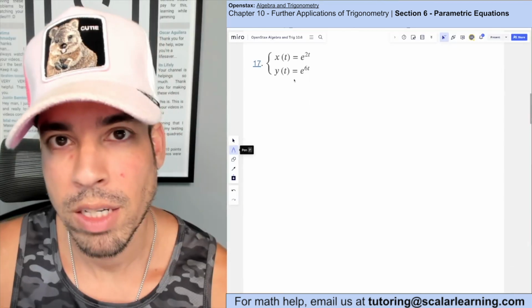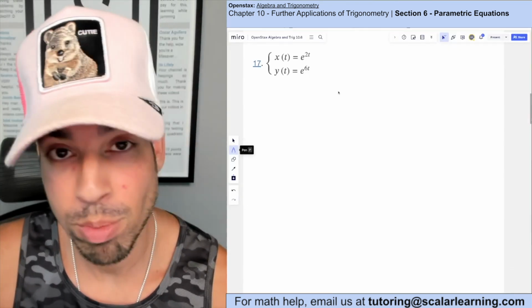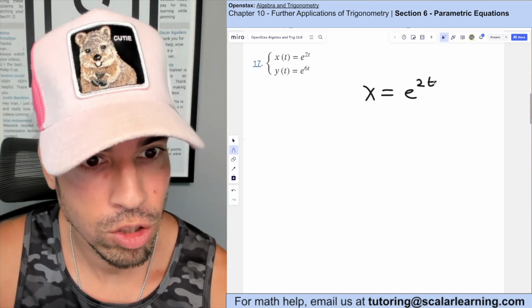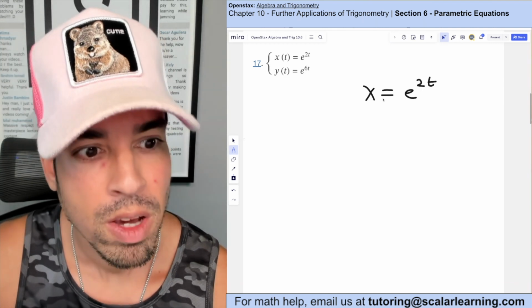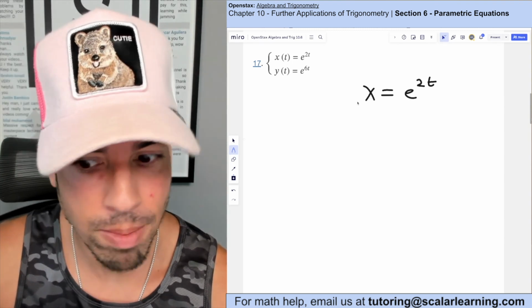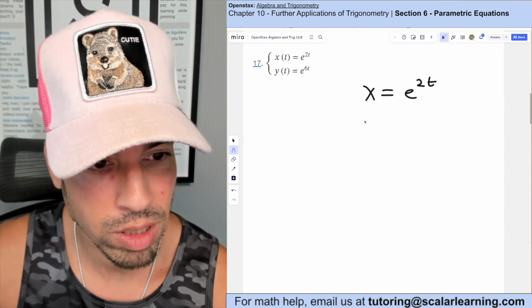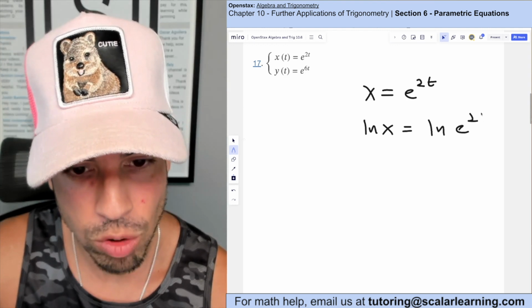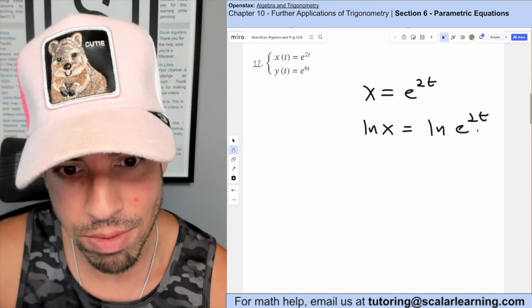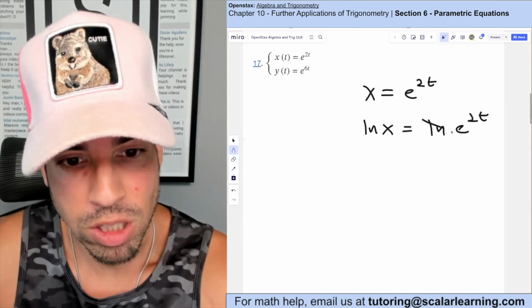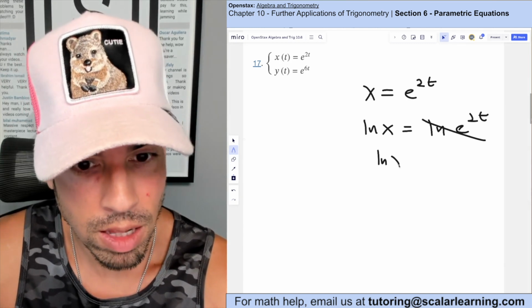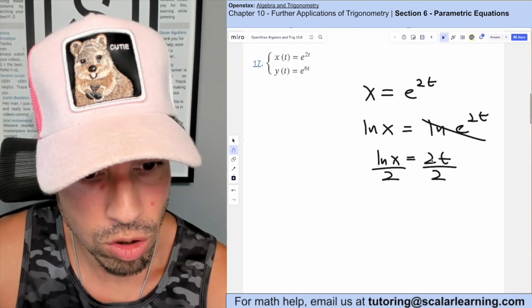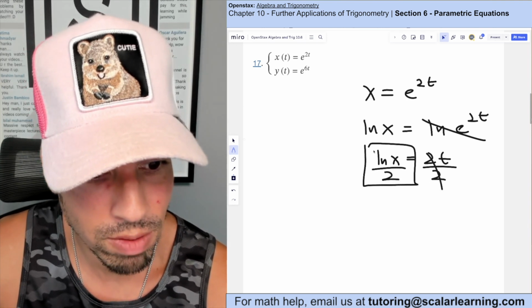Done. For this one, I could choose either equation to isolate. They're pretty similar, so I'm just going to go with the top one, x equals e to the 2t. So let's solve for t. So first, to bring this variable down, I'm going to take the natural log of both sides. So I got ln of x equals ln of e to the 2t. And if you remember your natural log rules, ln of e to some power just simplifies to that power. So now I have ln of x equals 2t, divide by 2, boom, there's my t value, right? Ln of x over 2.